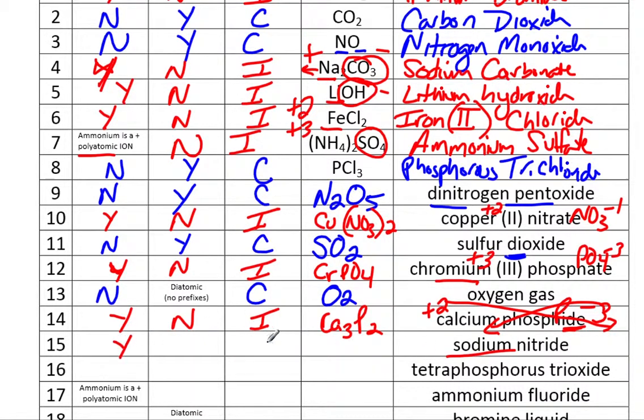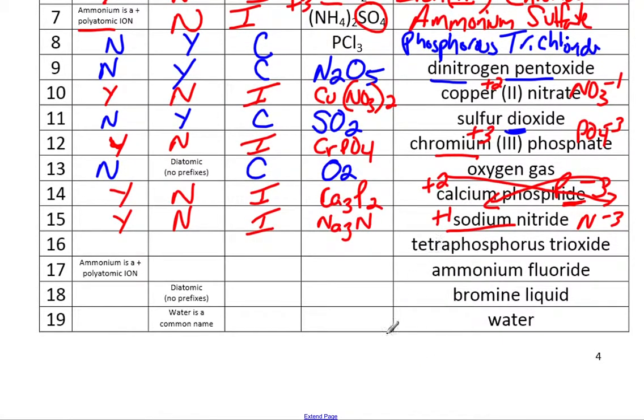Sodium, that's a metal. That means it's ionic. I also look at my names. There's no prefixes. Sodium +1. Nitride is normal nitrogen on the periodic table with a -3 charge. So it's Na3N. Crisscross them.